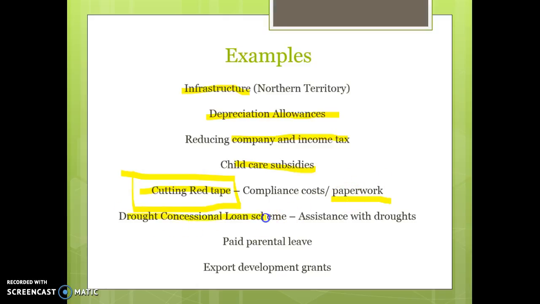Providing loans for people affected by droughts makes it easier for them to invest and rebuild. Paid parental leave is about getting people back into the workforce. Export development grants are things like subsidies to reduce businesses' costs of production in export-related industries. So again, they can help penetrate world markets.